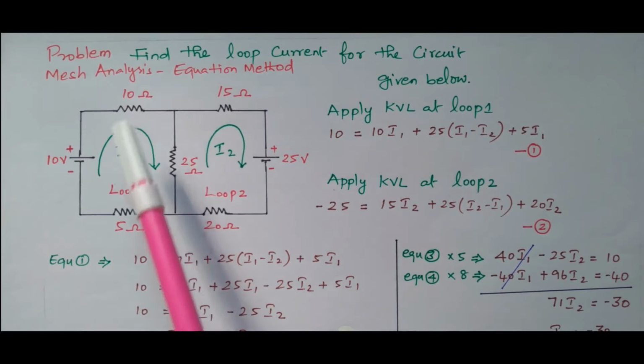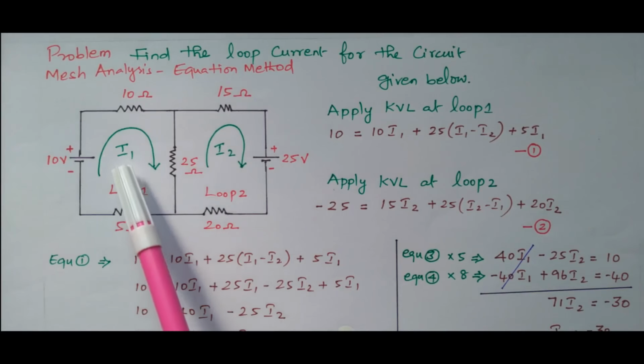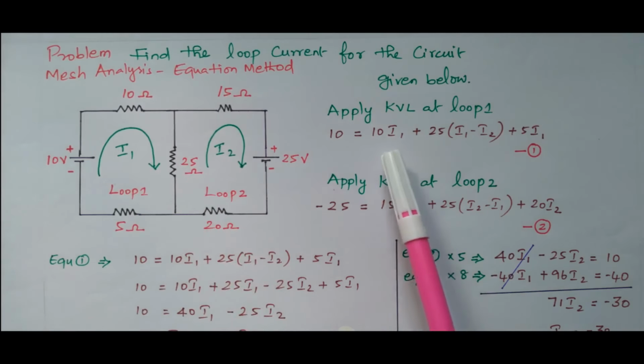What is the potential drop here? V equals I into R. What is I here? I1. I1 is flowing through the 10 ohm resistor. So the potential drop V equals I into R, where I is I1 and R is 10. So 10 into I1. That is the potential drop across the 10 ohm resistor.